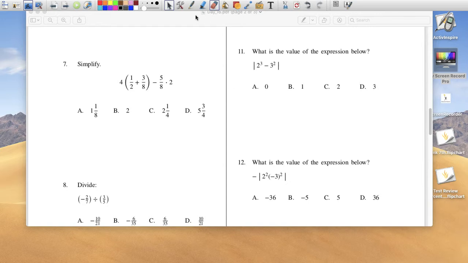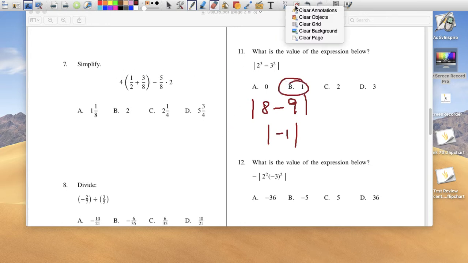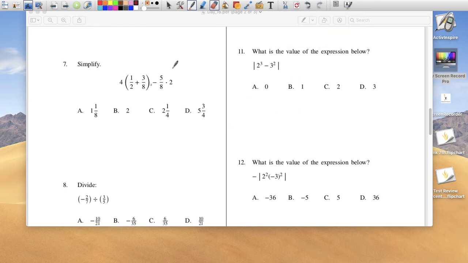Seven, or let's do 11. Again, let's take care of the exponents. 2 to the third power is 2 times 2 times 2, which is 8. Minus 3 to the second power is 9. So 8 minus 9 is -1, and the absolute value of -1 is 1. Please use your calculators over here if you like.